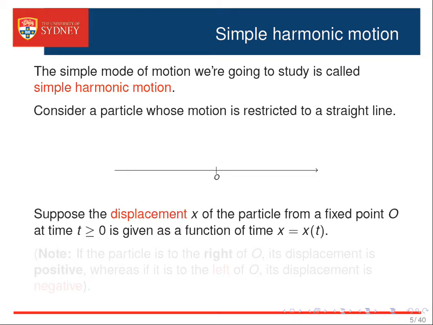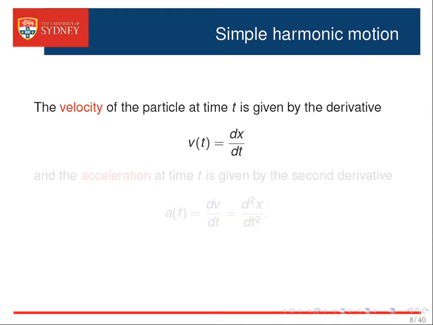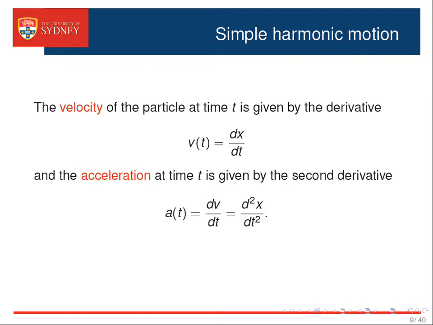Suppose we have some particle whose motion is restricted to a straight line, and denote by x of t the displacement of the particle from the origin O at time t. We will have our displacement be positive if the particle is to the right of O, and negative if it's to the left, to fit in with our usual choice of signs. The velocity of the particle is given by the derivative v equals dx/dt. And the acceleration is given by its derivative, that is, the second derivative, a equals dv/dt equals d squared x/dt squared.